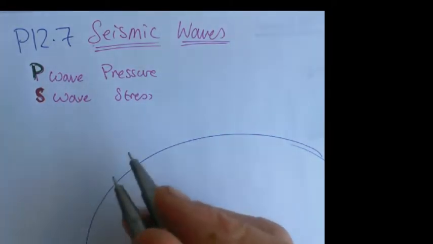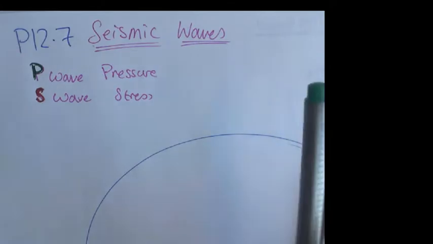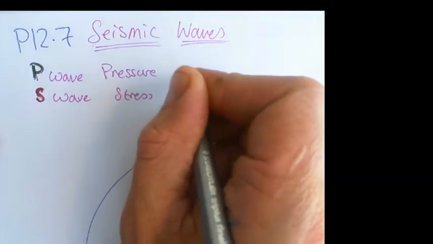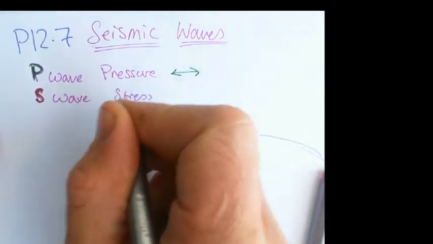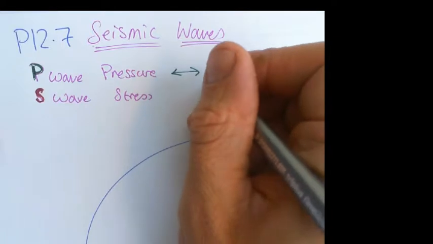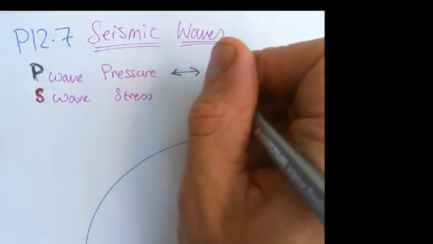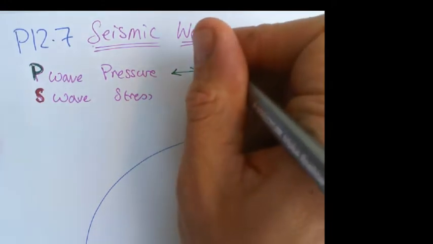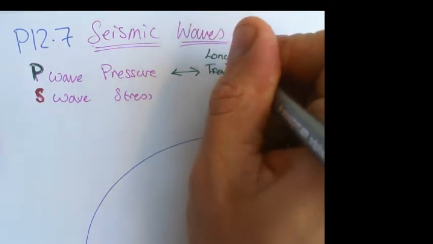So if you imagine two rocks pushing together when they have an earthquake, you get a pressure wave. If they're pushing together, it's going to give you a clue as to what type of wave it is. Pushing together, side to side movement. That is your transverse wave. No, wrong one. Sorry. Longitudinal.